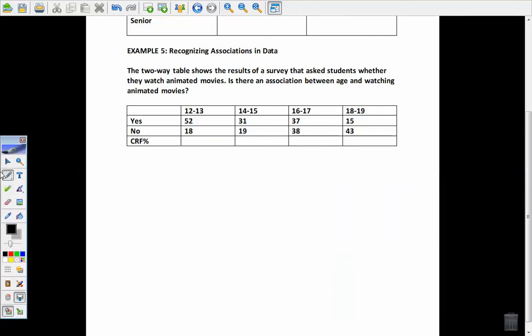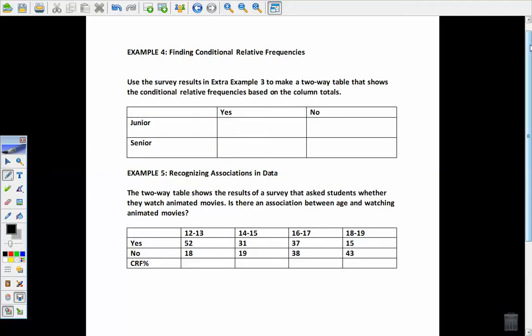Okay, 2 more problems. Let's run through these quickly. So the part that's really new then is conditional relative, okay? Anytime you see the word conditional, conditional simply means you're not using a whole total.